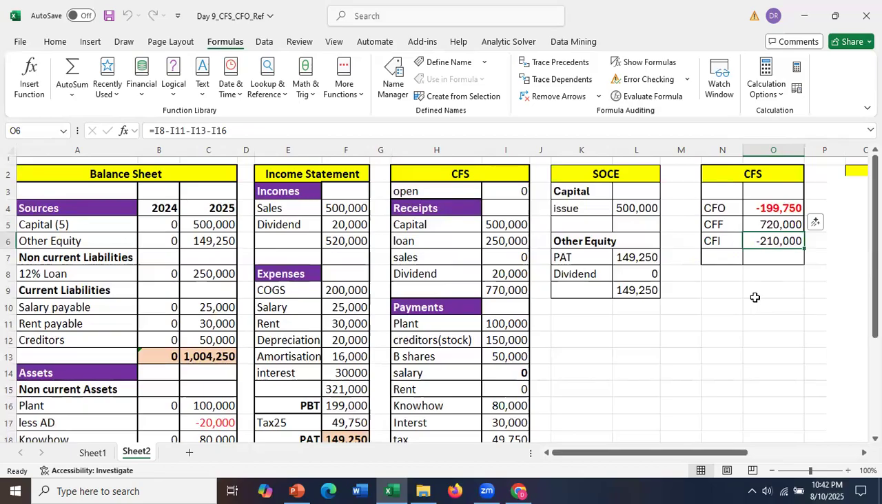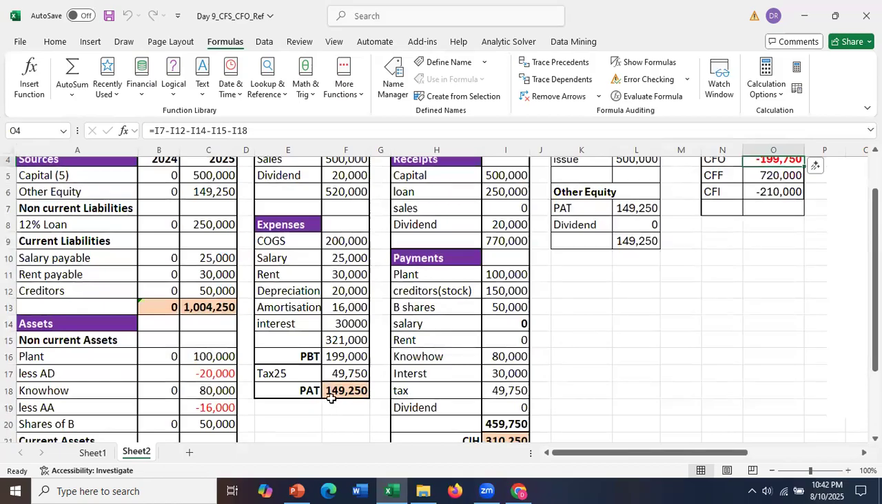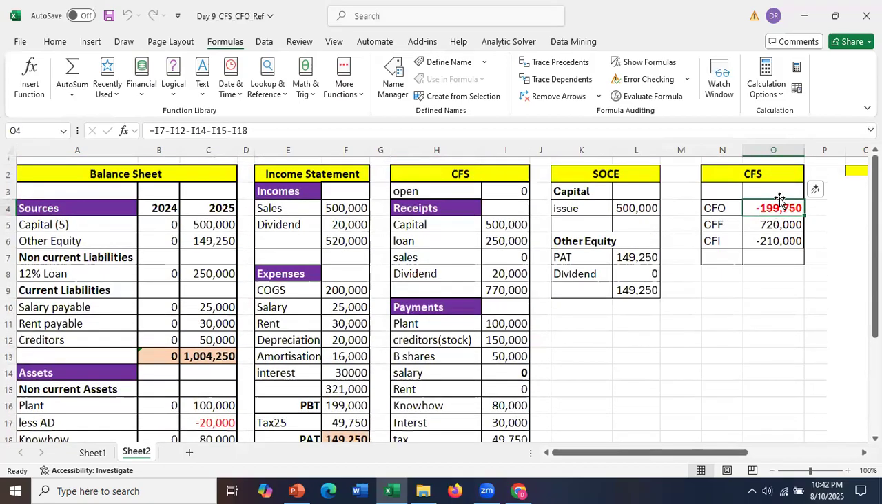Positive CFF means you're raising money. Negative CFI means you're investing money. And negative CFO means the business has not yet started generating cash from operation. There may be profit, but because you're a new business, there are credit sales. But this question remains: we need to examine why PAT is not the same as the CFO.